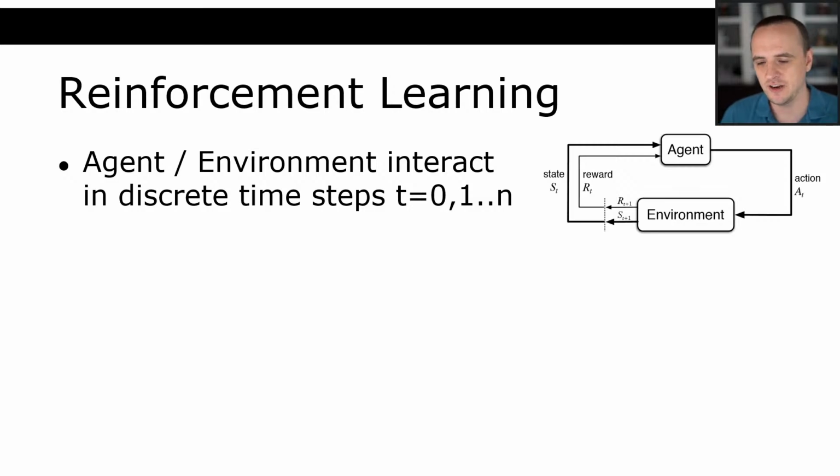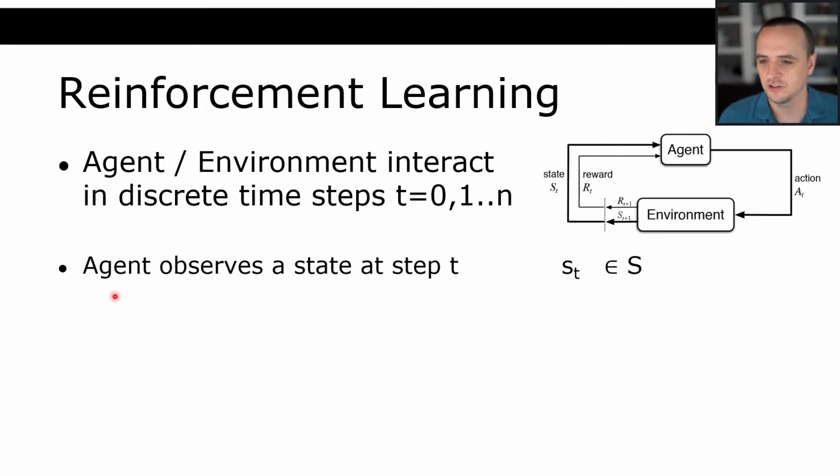If we want to take a little bit more of a technical look at this, then let's define this exact sequence of actions that happens. So the agent and environment interact in discrete time steps. The first time step of our algorithm is going to be time step 0. The next time step after we've done an action will be time step 1, 2, 3, 4, all the way up to some termination condition. So the agent observes a state at step t. This is the definition that we're going to be using.